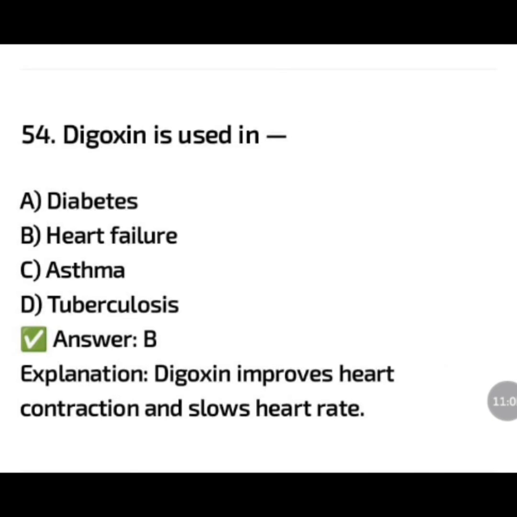Digoxin is used in: diabetes, heart failure, asthma, or tuberculosis? The correct answer is option B, heart failure. Digoxin improves heart contraction and slows heart rate.